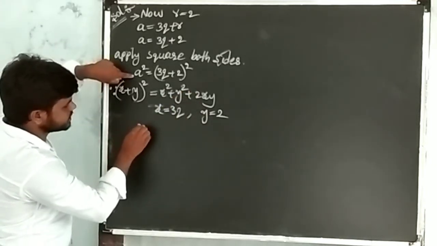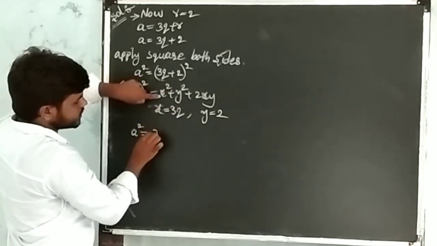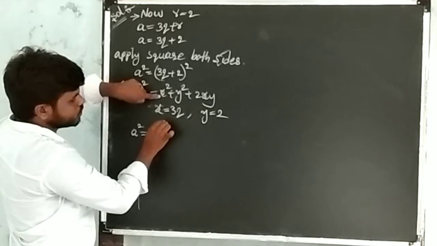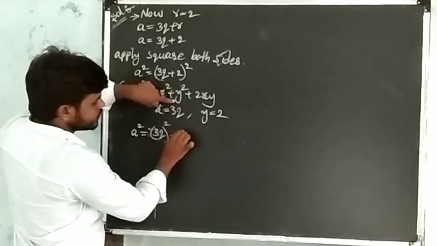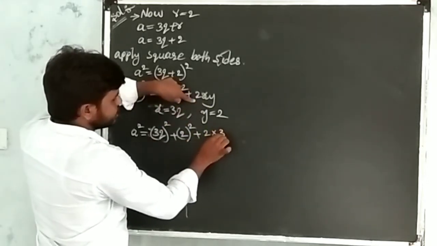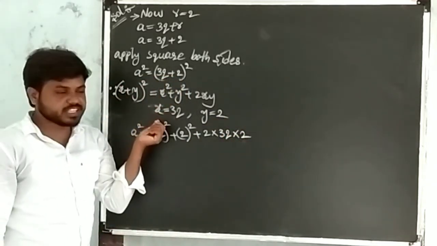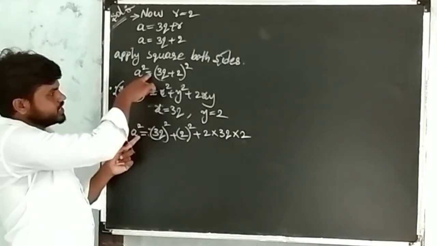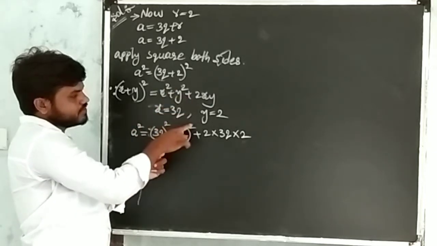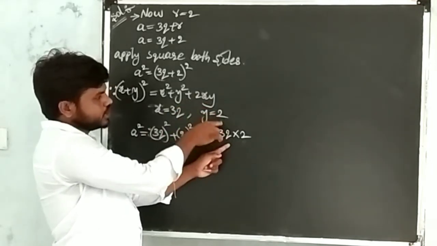A squared equals x squared, that is (3q) whole squared, plus y squared, 2 whole squared, plus 2xy: 2 into the x value, 3q, into the y value, 2. See, I substituted these x and y values in the formula.